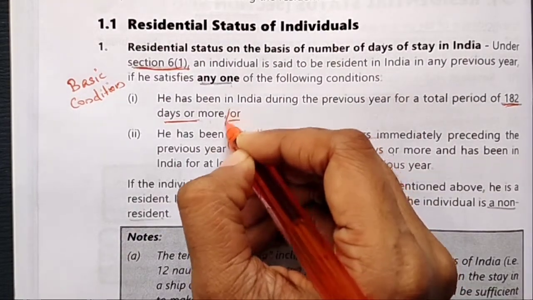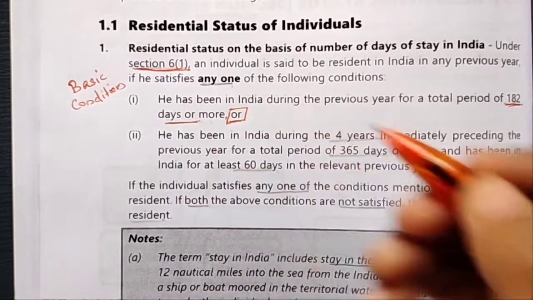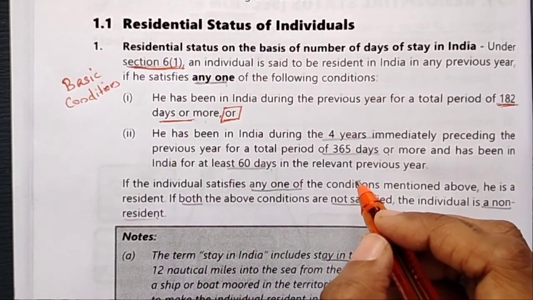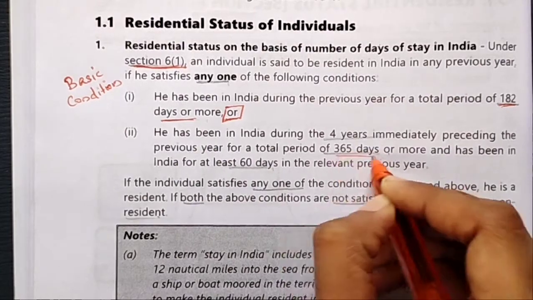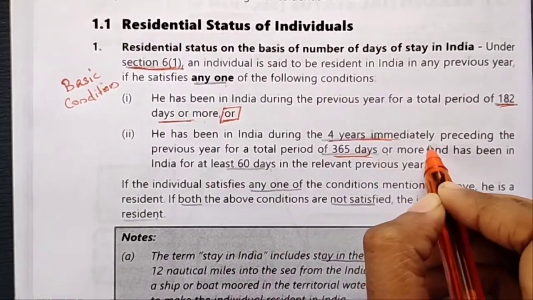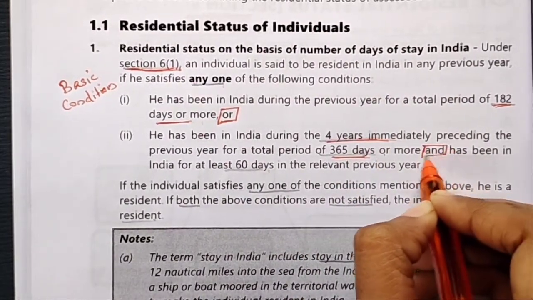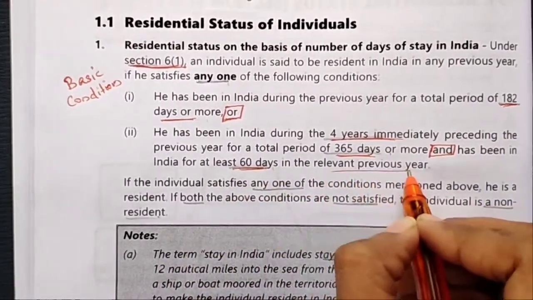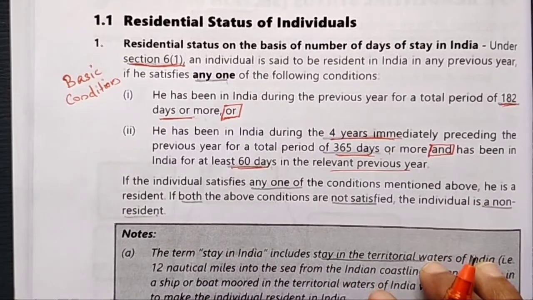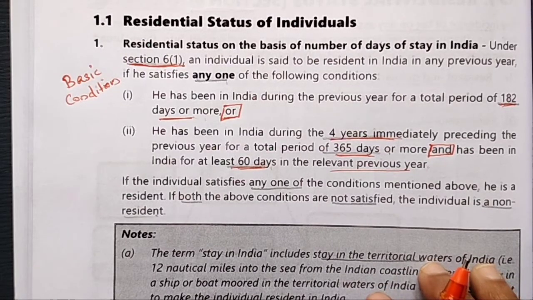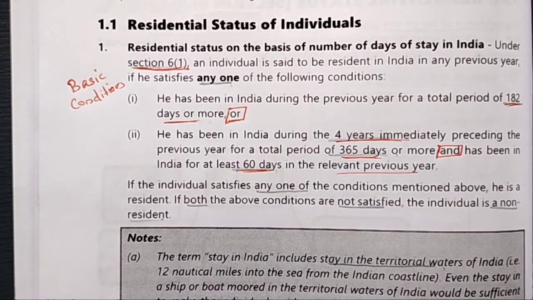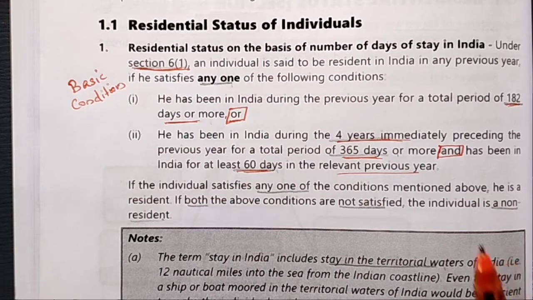Or he has been in India during the 4 preceding previous years for a total period of 365 days or more and has been in India for at least 60 days or more during the relevant previous year. This means that he must stay in India for 60 days or more during the relevant previous year, and also he must be in India for an aggregate of 365 days during the preceding 4 previous years.